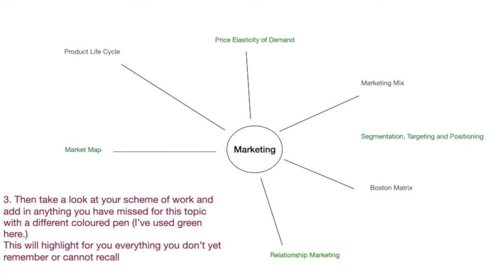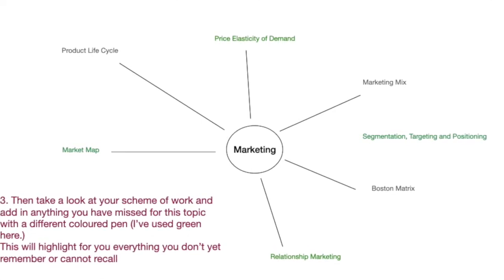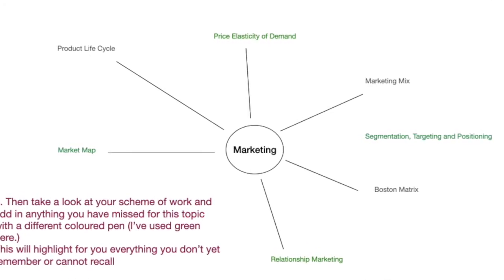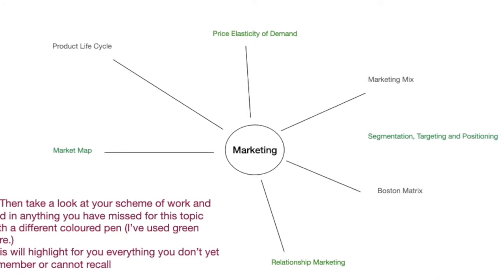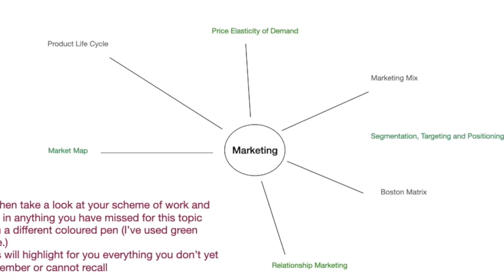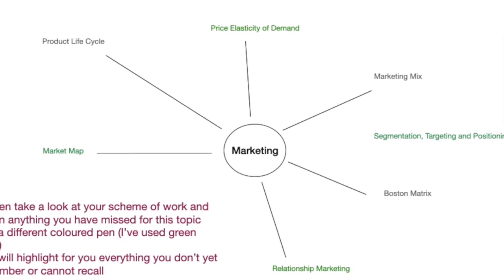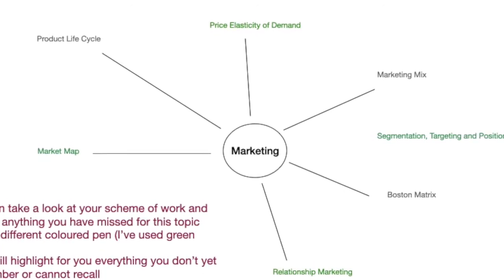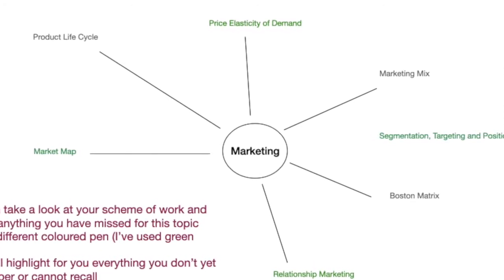Then grab a different coloured pen and with that, look at your scheme of work or a list of all the topics in that unit and add in anything that you have forgotten in a different coloured pen. So very visually, you can see what you have forgotten. Okay, so add in everything that you've forgotten.